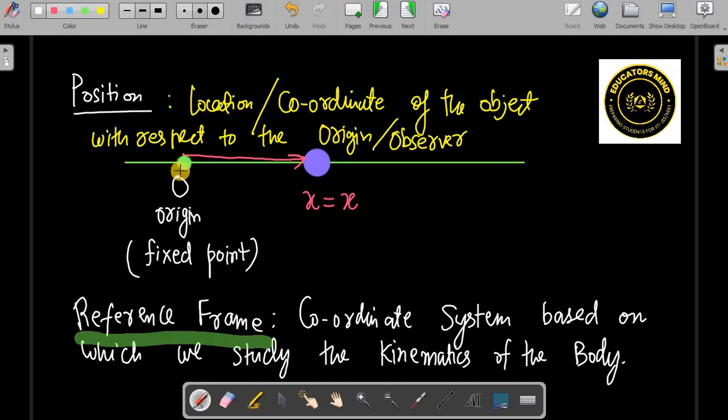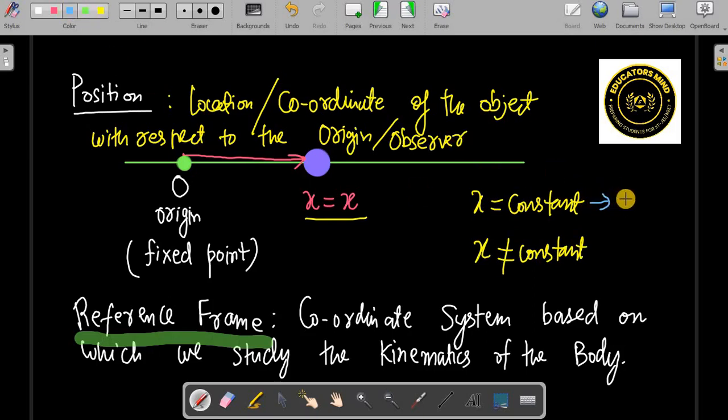Okay. So here we keep that person at the origin, fixed and at rest, and he is observing the body. And this is the instantaneous position, x is equal to x. Okay. Now this x can be changing. So let's say x is equal to constant, and x is not constant, changing. Based on this we can say if x is equal to constant, that means the body is not moving, that means the position is fixed. The position itself is constant, that means it is at rest.